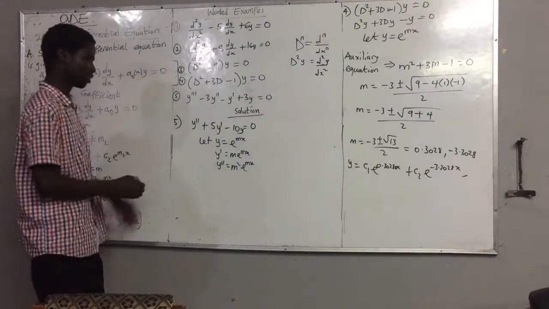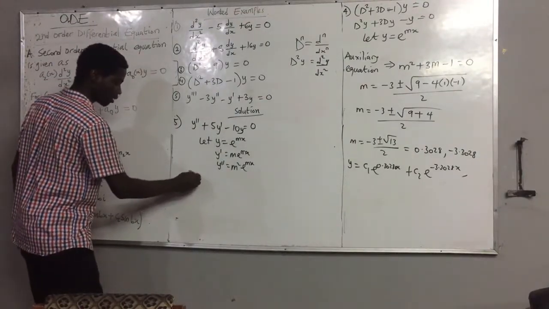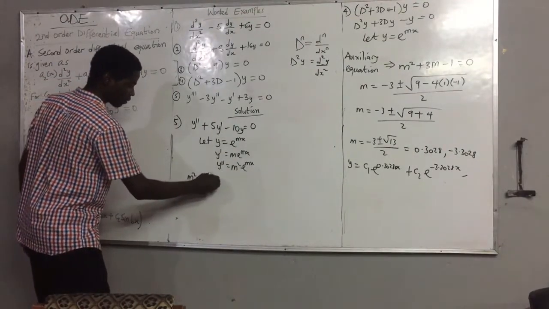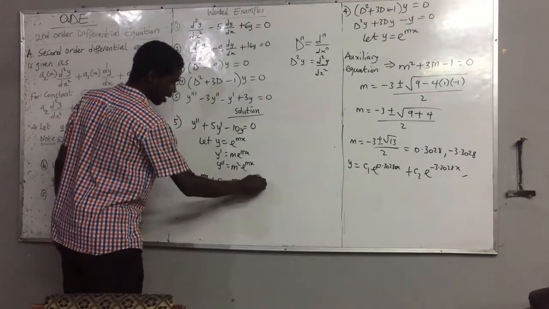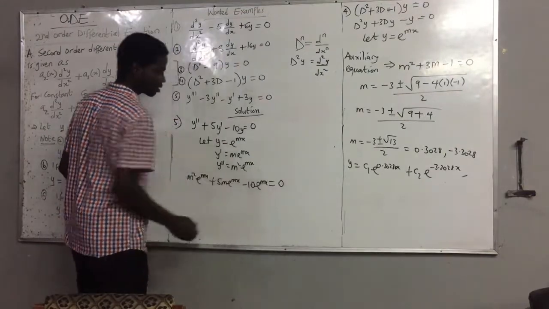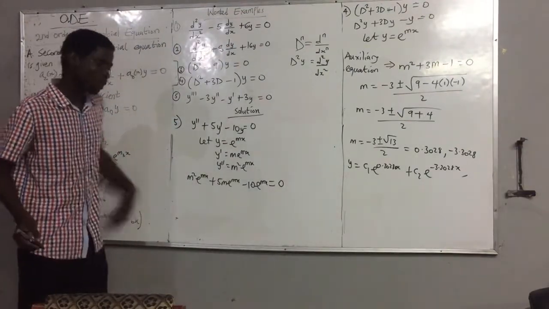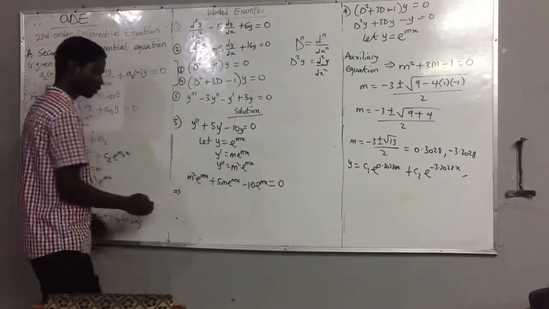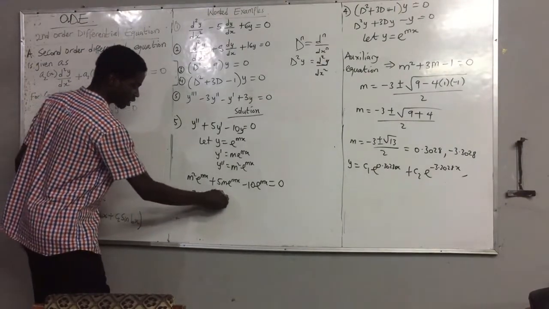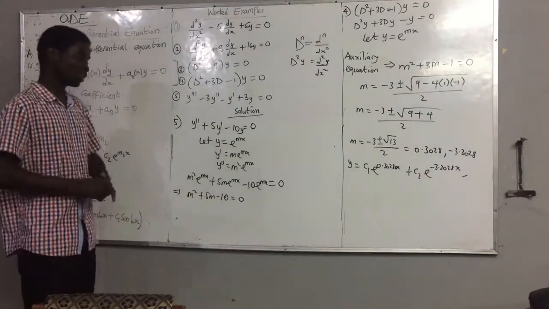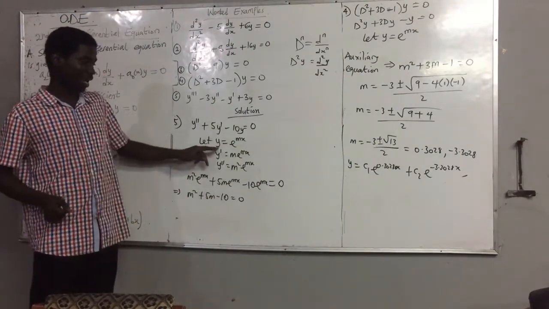So put it there. This is m squared e raised to power mx plus 5m e raised to power mx minus 10 e raised to power mx equals 0. Divide through by e raised to power mx, you will get the auxiliary equation. Look at it. You will have m squared plus 5m minus 10 equals 0. Even without going through all this, I'll just let y equal e raised to power mx.